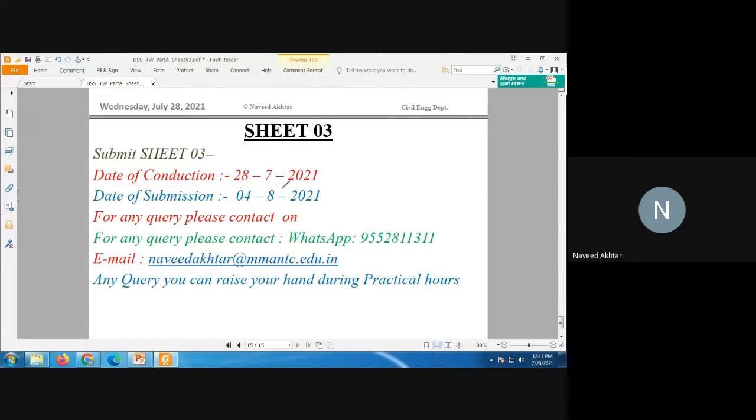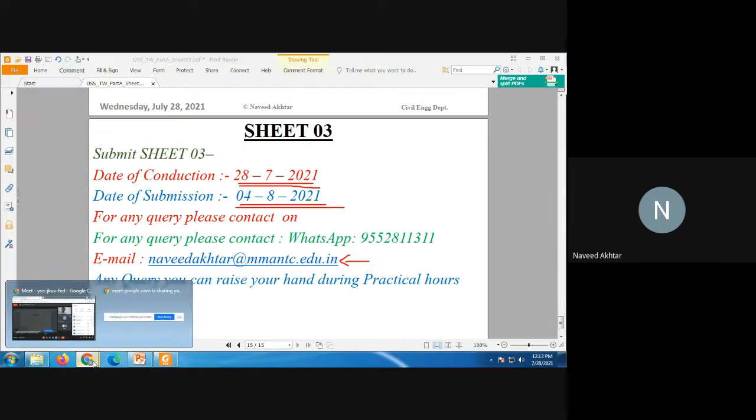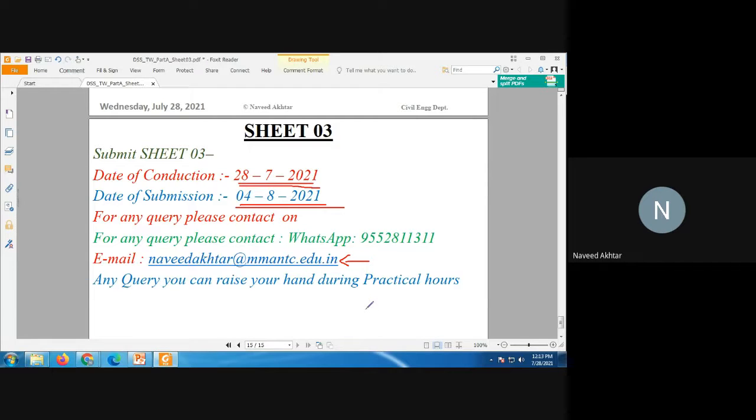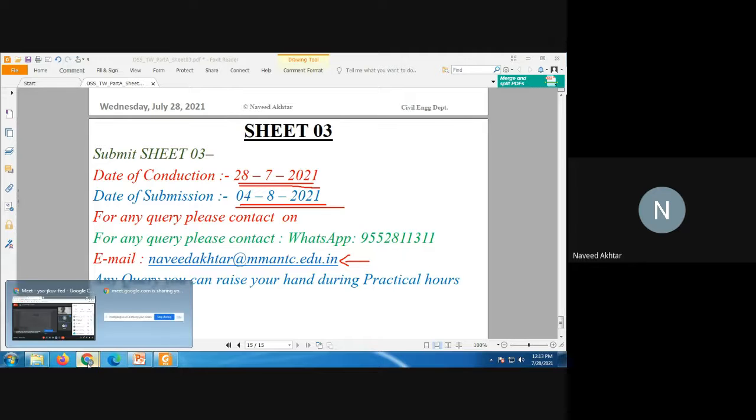Sheet number 3 is given in today's session. Today is 28/7/2021. Date of submission is 4/8/2021. Okay. If you have any doubt, you can ask me now, or you can ask me afterward. This is my email ID. You can send your work by email, but better is that you share your work on the Google Classroom.